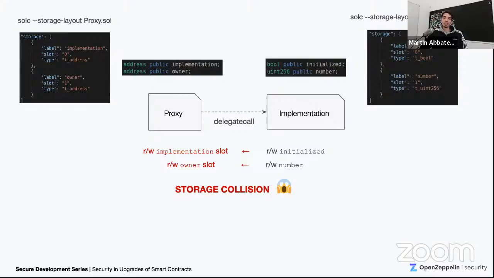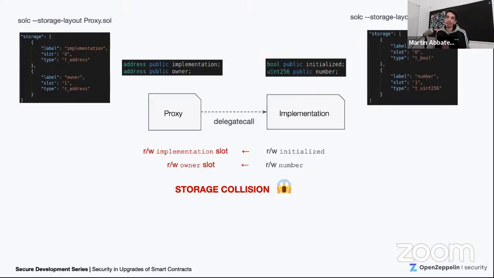What you will do is actually read and write the implementation slot on the proxy, because they both share slot number 0. And when you read and write the number state variable in the implementation, given that you are on a delegate call and all the code is executed in the context of the proxy, you will actually be reading and writing the owner slot of the proxy. So that's what we security nerds call a storage collision. And that could be very problematic depending on the specific logic that you have in your contracts, how this is executed, and the specific storage layouts of the proxies and implementations.